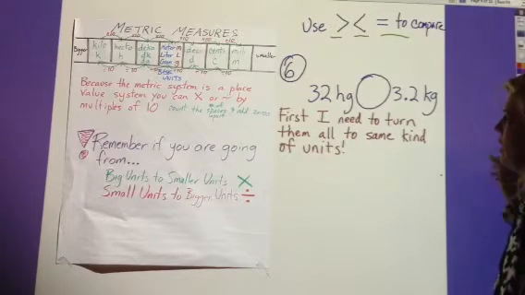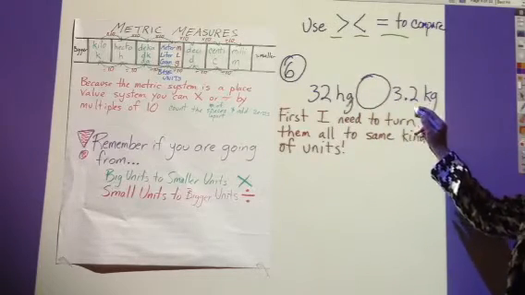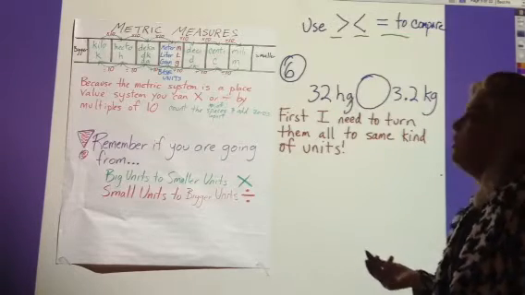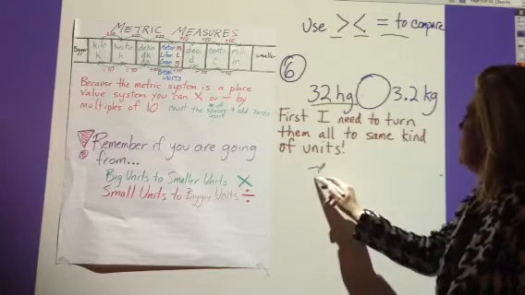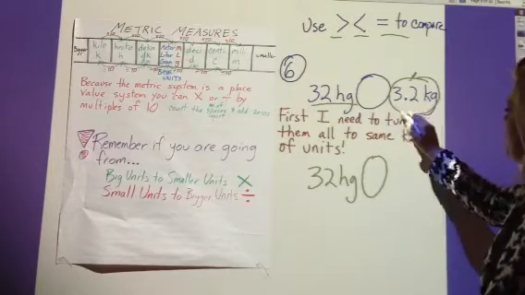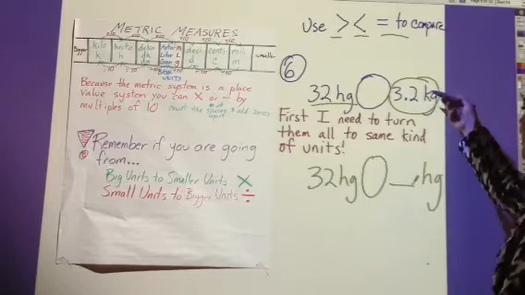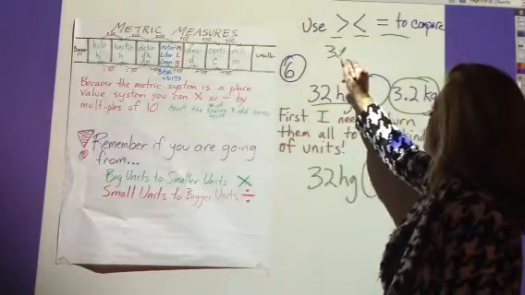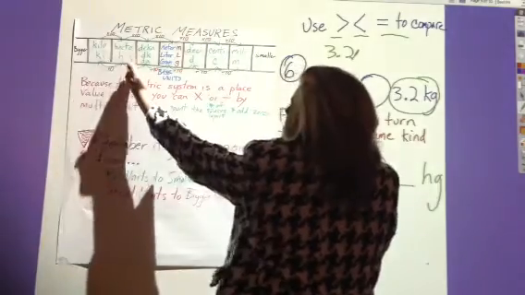In this situation, I need to either turn 32 hectograms into kilograms or 3 2/10 kilograms into hectograms. It really doesn't matter which one I do. I'm just going to go ahead and say, I've already got hectograms here. Bring that down. I need to turn my 3 2/10 kilograms into how many hectograms? I don't know. So I'll just have some room up here. I'm going to do 3 2/10 kilograms.